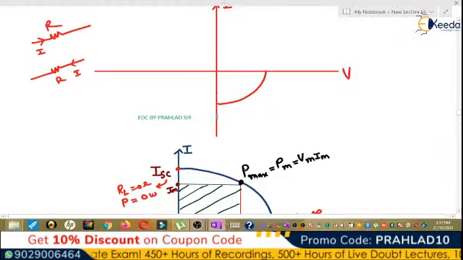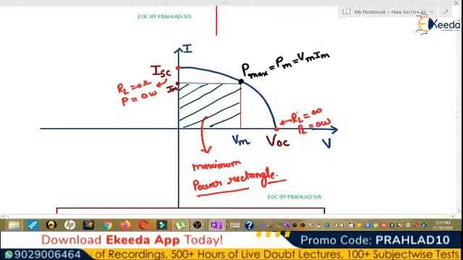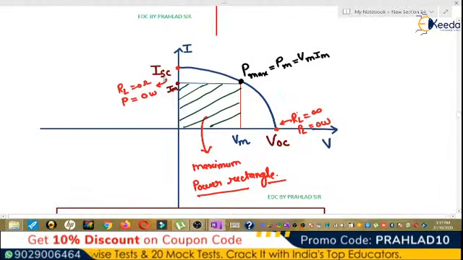We can also draw it if we take the magnitude of the current, so this characteristic can be drawn in the first quadrant here. This characteristic meets two points, VOC and ISC. VOC is the voltage when RL is infinite, and then load current is 0. ISC is the current when load resistance is 0. So power is also 0 here, and power is also 0 here.